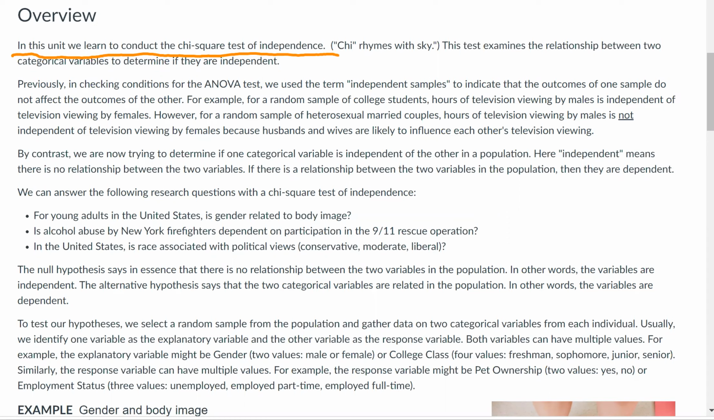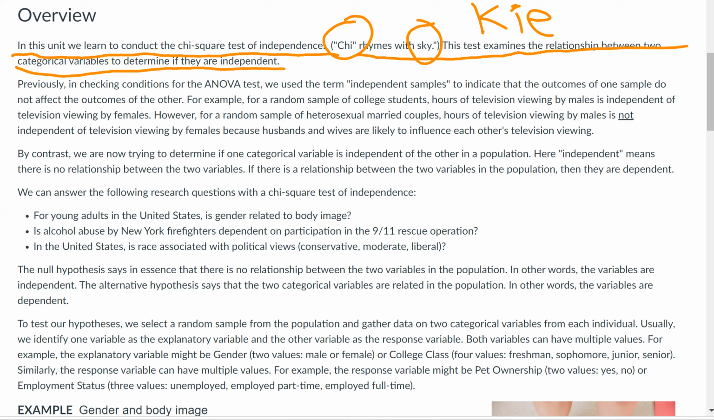Like it says here, chi looks like C-H-I, so you might think you would say "chai" or "chee", but it's actually pronounced more like "kai", K-I-E. It rhymes with sky. This test examines the relationship between two categorical variables to determine if they're independent.